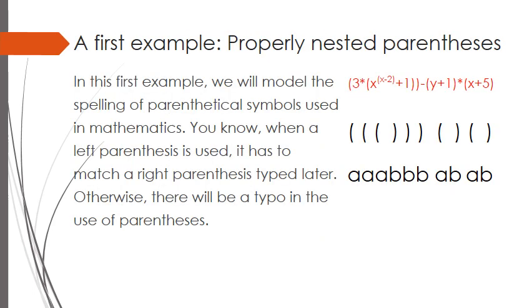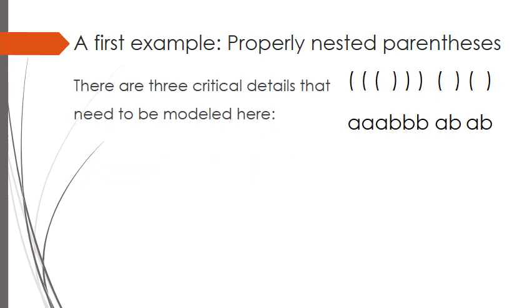In this first example, we will model the spelling of parenthetical symbols used in mathematics. You know, when a left parenthesis is used, it has to match a right parenthesis typed later. Otherwise, there will be a typo in the use of parentheses. In this problem, we use symbol a instead of left parenthesis and symbol b for right parenthesis. There are three critical details that need to be modeled here. The first one is the nested parentheses. We need a rule to model this kind of parentheses.